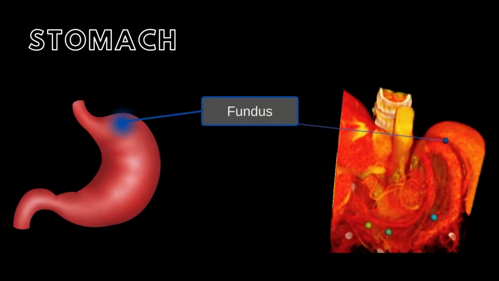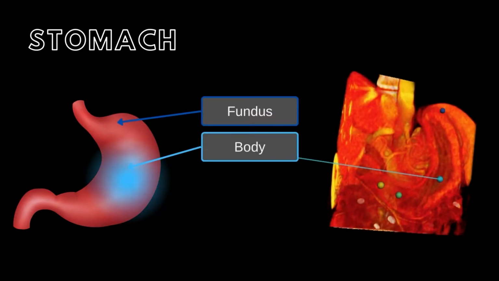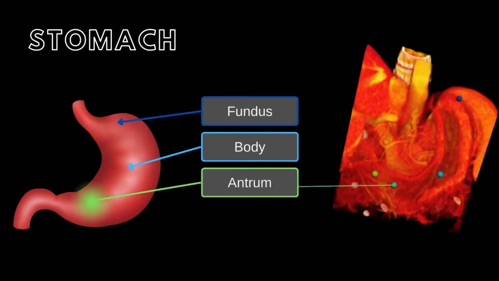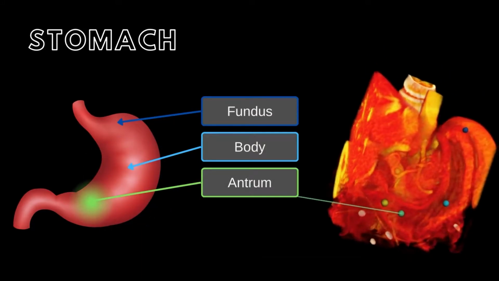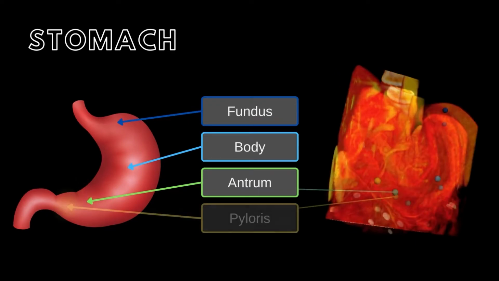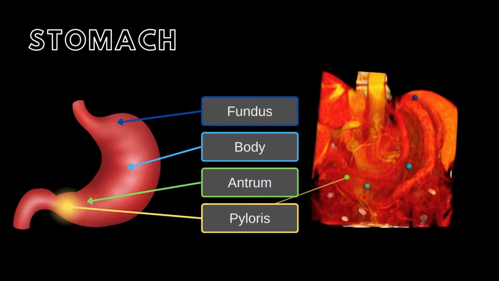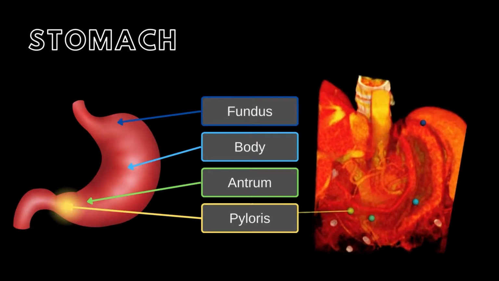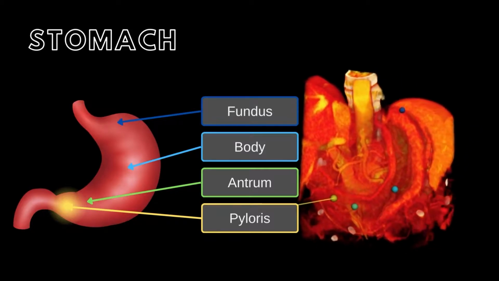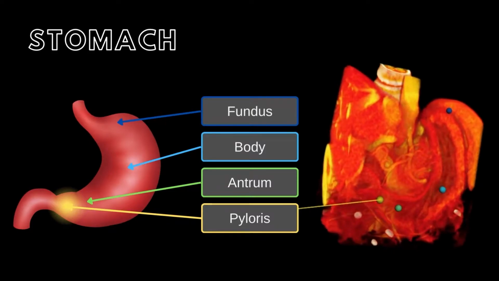The fundus extends superior to the cardiac orifice on its left side. The body composes the majority of the stomach. The antrum extends from the body of the stomach to the pylorus, which is the tubular portion of the stomach. The pylorus possesses the pyloric sphincter, which is a circular band of smooth muscle that regulates the passage of chyme into the duodenum of the small intestine, as well as preventing the regurgitation of intestinal contents back into the stomach.